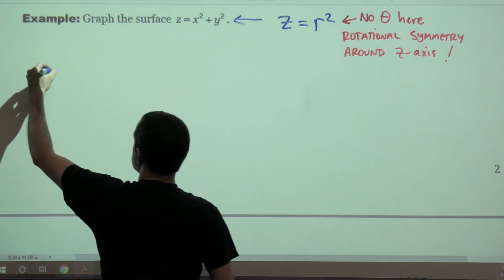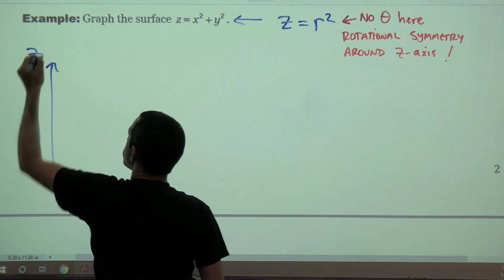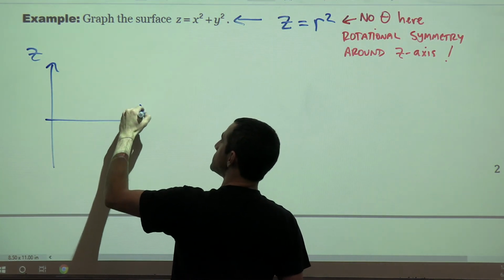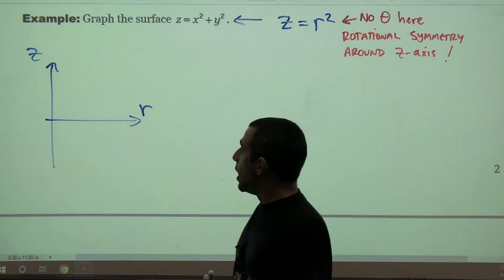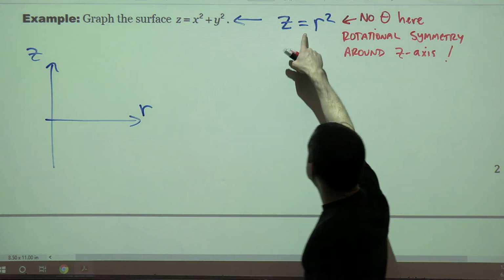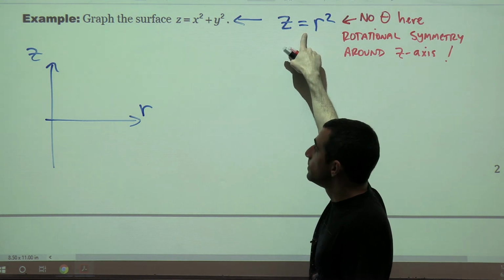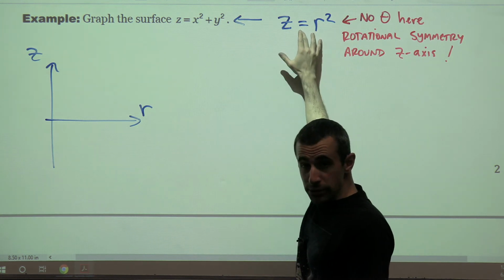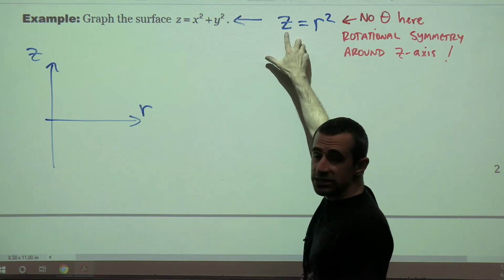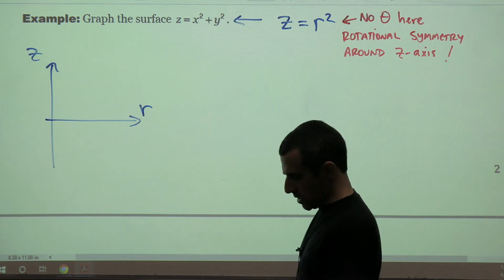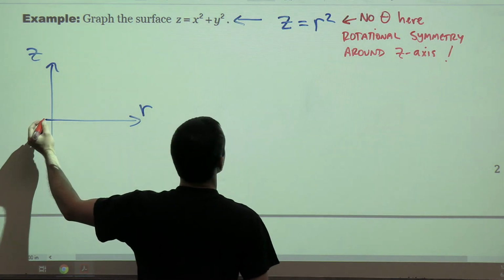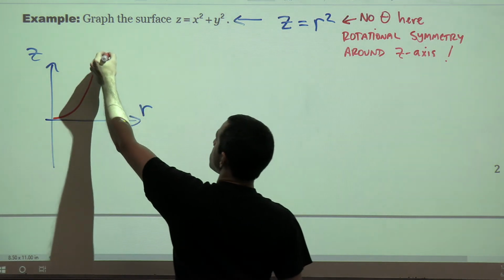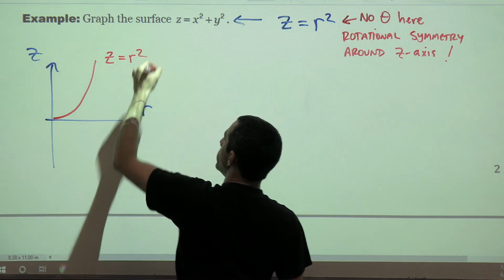So I'm going to draw the z-axis pointing straight up. And I'm going to draw the half r-axis that has positive values of r. So now the question is, what does z equals r squared look like in the RZ plane? Now in the RZ plane, this looks like a parabola. It's opening in the positive z direction because the square is on the r. So when I draw the curve z equals r squared in the RZ plane, I get this shape right here. That's z equals r squared.